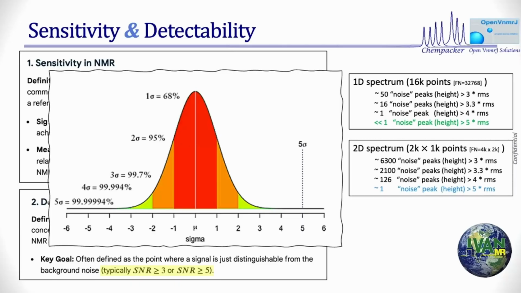Probability is. In 2D, it's worse. In 2D, which is a 2K by 1K 2D, there are 2 million points there. There's a possibility that 1 noise peak somewhere in the 2D spectrum will be higher than 5 times RMS. So this is where we put a conservative estimate of 3 or 5 or 3.3, whatever. If you are conservative, make it 5. If you are liberal, make it 3.3 or 3, whatever you want to do. These are all coming from basic statistics. Nothing new, I'm not reinventing anything. It comes from a normal distribution of any random event. NMR noise happens to be a random event.